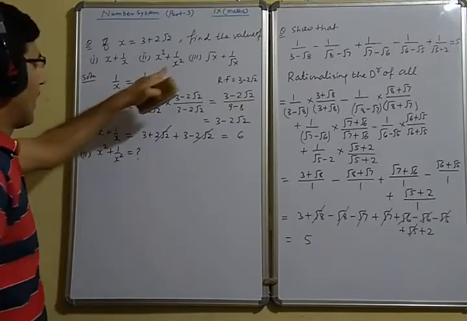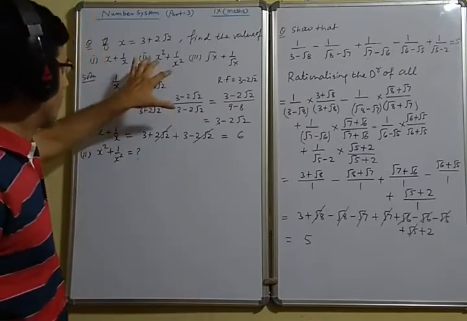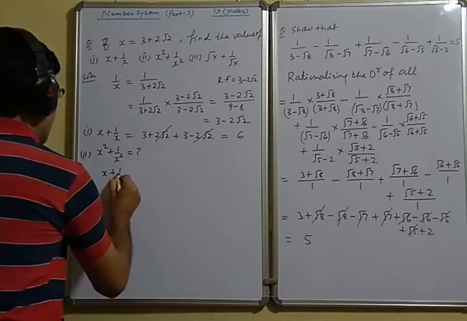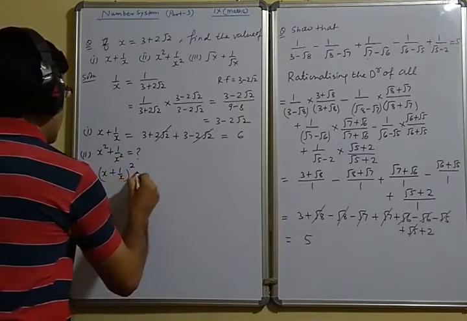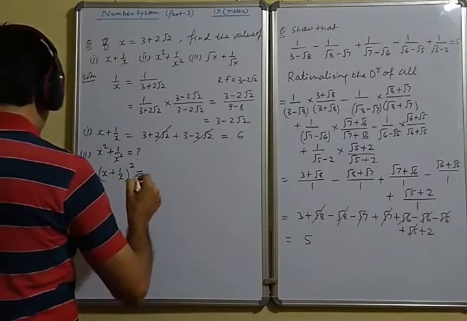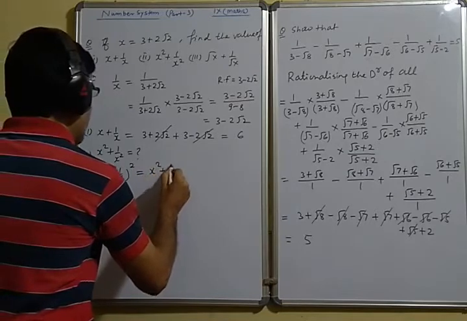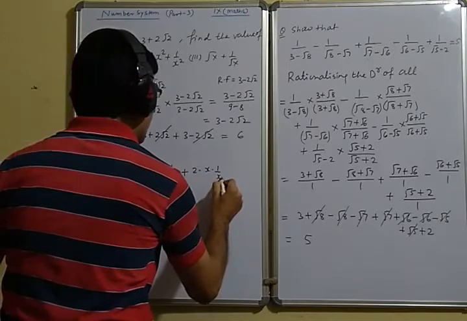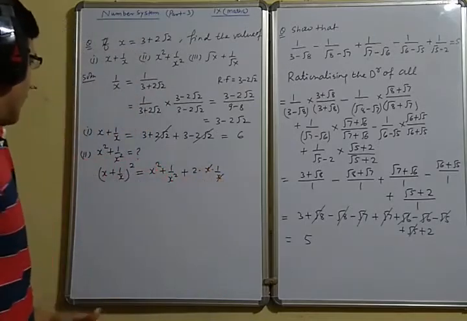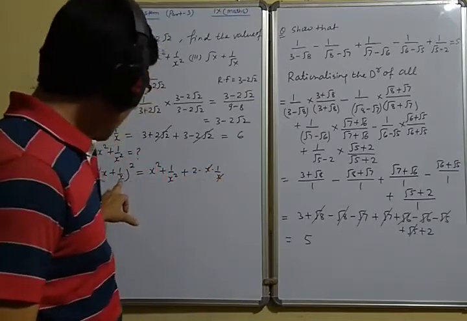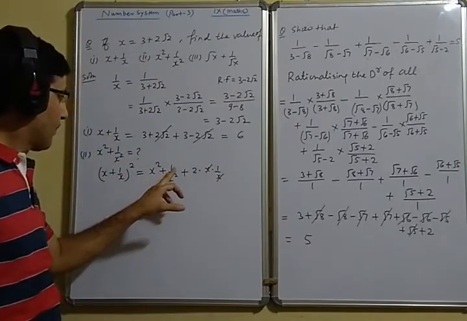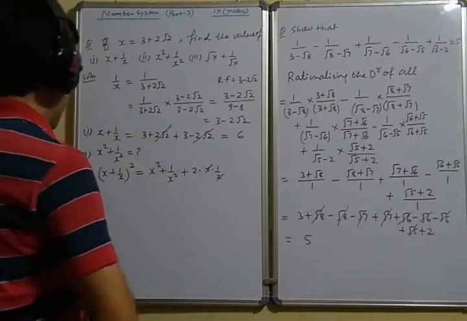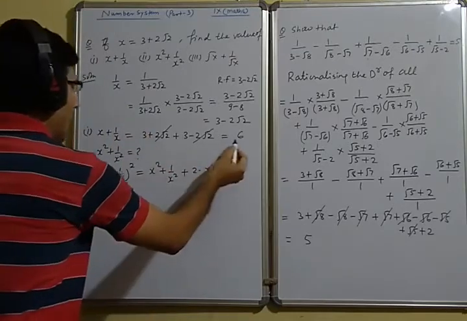Now the second part is we have to find out x square plus 1 upon x square. Here you see that these two are squares. So first you write the formula of a plus b whole square. x plus 1 upon x whole square becomes x square plus 1 upon x square plus 2ab, where x cancels out. So x plus 1 upon x whole square is equal to x square plus 1 upon x square plus 2. The value of x plus 1 upon x is 6.